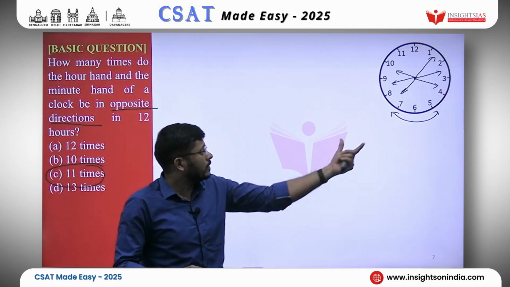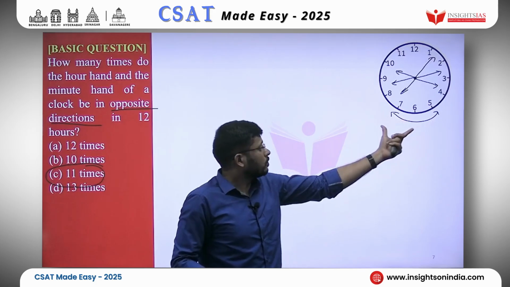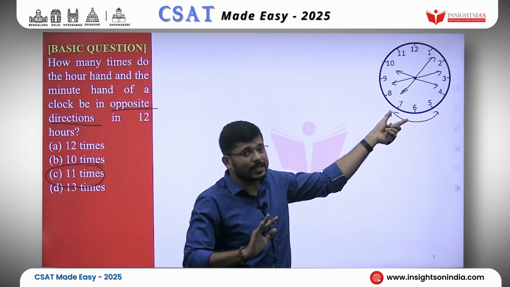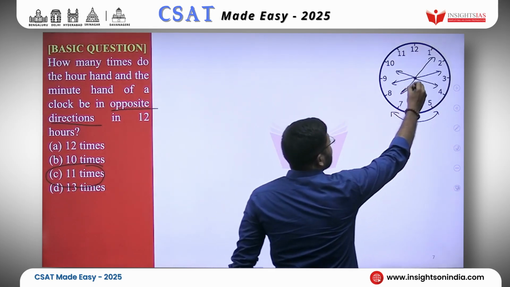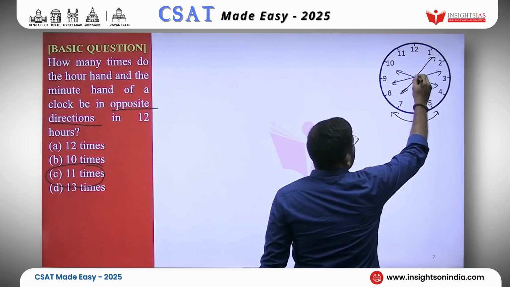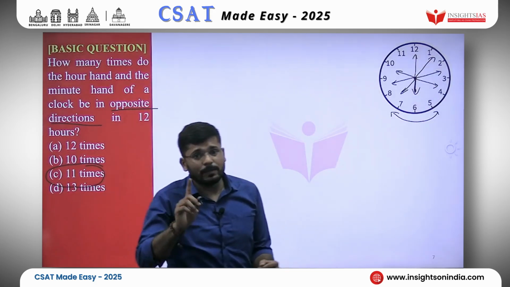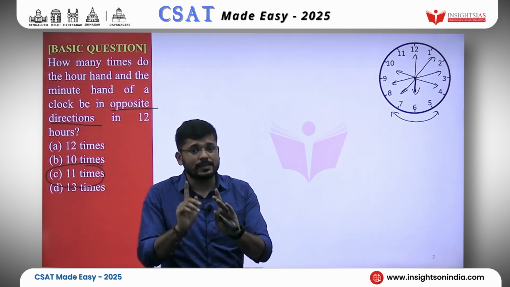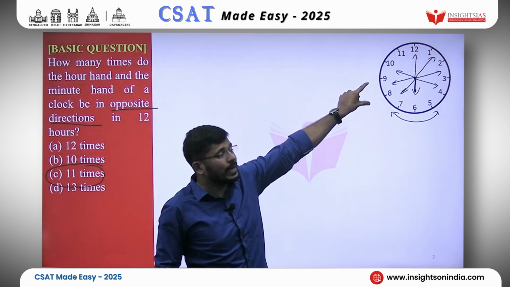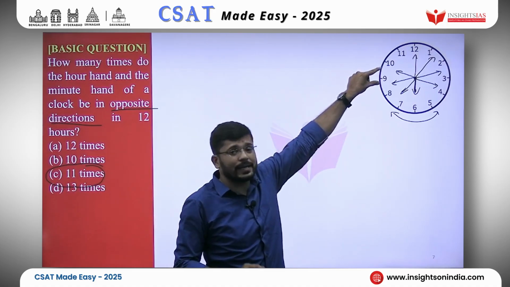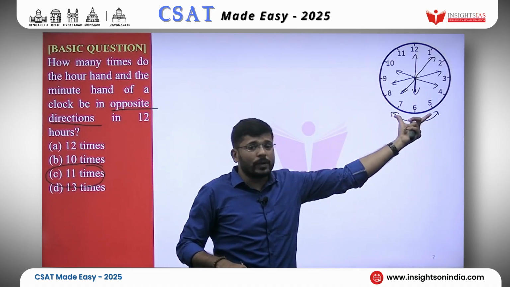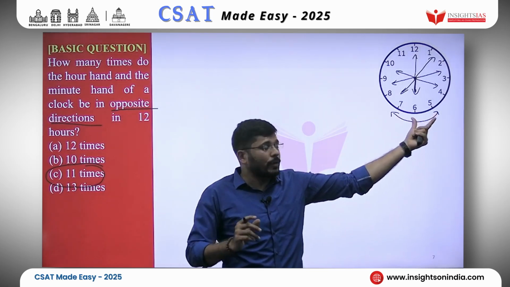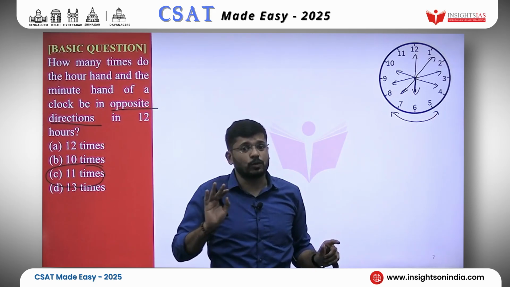However, the exception is between 5 and 7. Between 5 and 6, they will not be in opposite directions. Between 6 and 7, they will not be in opposite directions. However, exactly at 6 o'clock, they will be in opposite directions. So, between 5 and 7, how many times will they be in opposite directions? That would be only one. However, if they ask you between 8 and 9, that would be one time. Between 9 and 10, that would be one time. But between 5 and 7, that is also only one time, because they are not in opposite direction between 5 and 6 or between 6 and 7, if you are excluding 6.